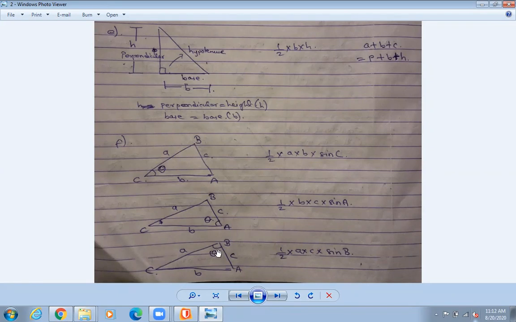So it is given theta over here. Theta is present in B. So what are the two arms of B? So it is A. Next one is C. So this is A and this is C.